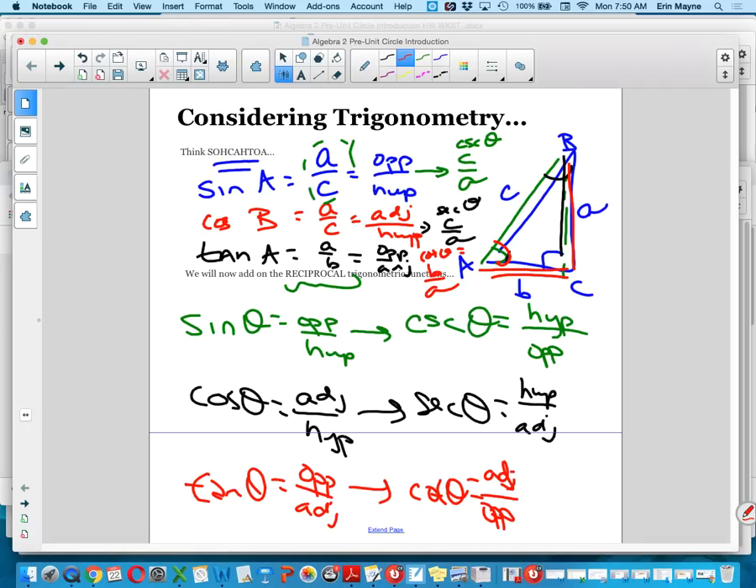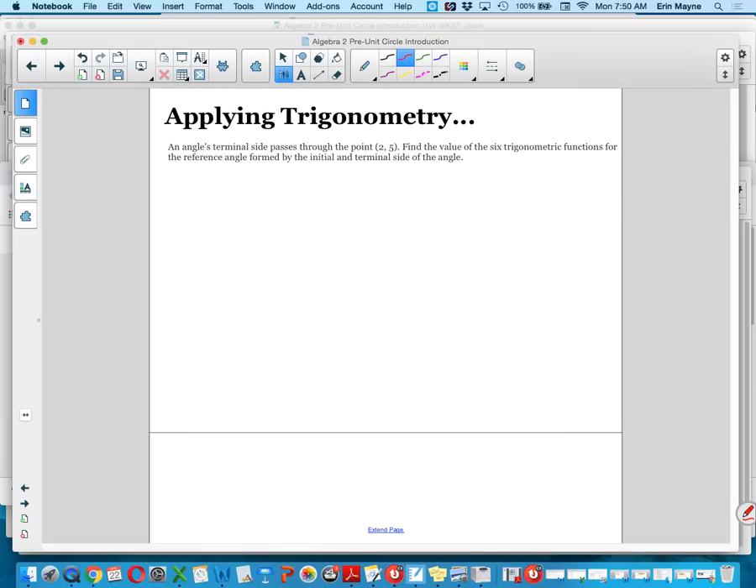Now, we're going to reference that from now on. We reference it really quickly. So, just make sure that if you need to, go back to this page, and we're going to start to add in what is one of the most important conversations that we're going to tie back to things from here on out. We're going to start talking about the terminal side of an angle.